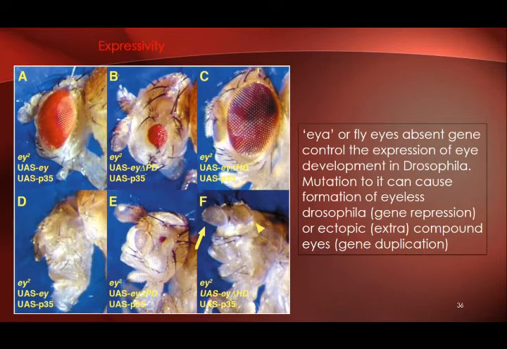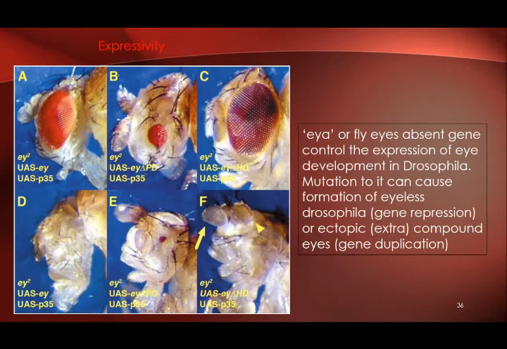So this gene controls the expression of eye development in Drosophila. If the EYA is mutated, the eyes will not be formed in the zygotes of the fly. But there is actually a degree of expression of the gene. Some of the flies actually have eyes, but the eyes are smaller. Some of them have extra eyes, or we call it ectopic eyes. Some of them have compound eyes, which is gene duplication, and some of them have no eyes at all.